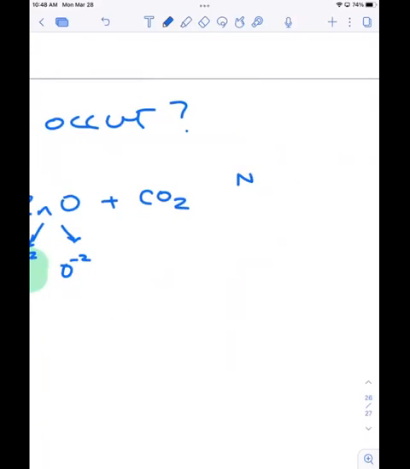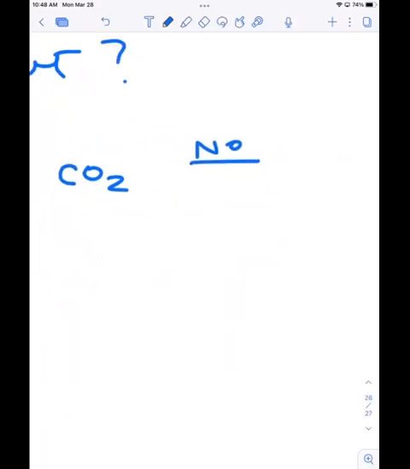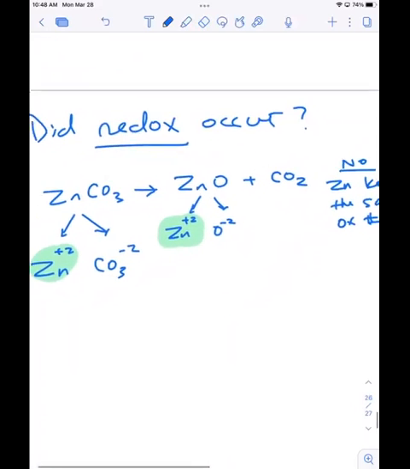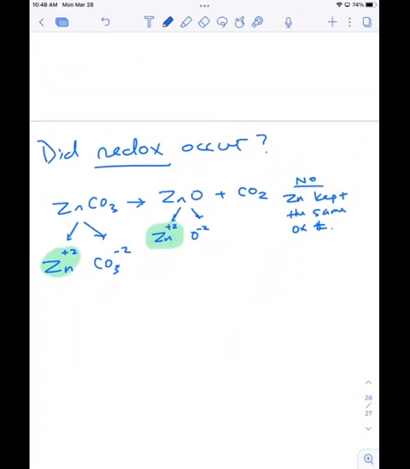So no, this is not a redox reaction because zinc kept the same oxidation number. So zinc didn't change. All right. Everybody, we're okay with that? If the oxidation numbers don't change, that means that no redox happened. The reaction happened, but it wasn't a redox reaction. It might have been some other type of reaction, but it wasn't redox. All right. Let's do one more and we got to stop.